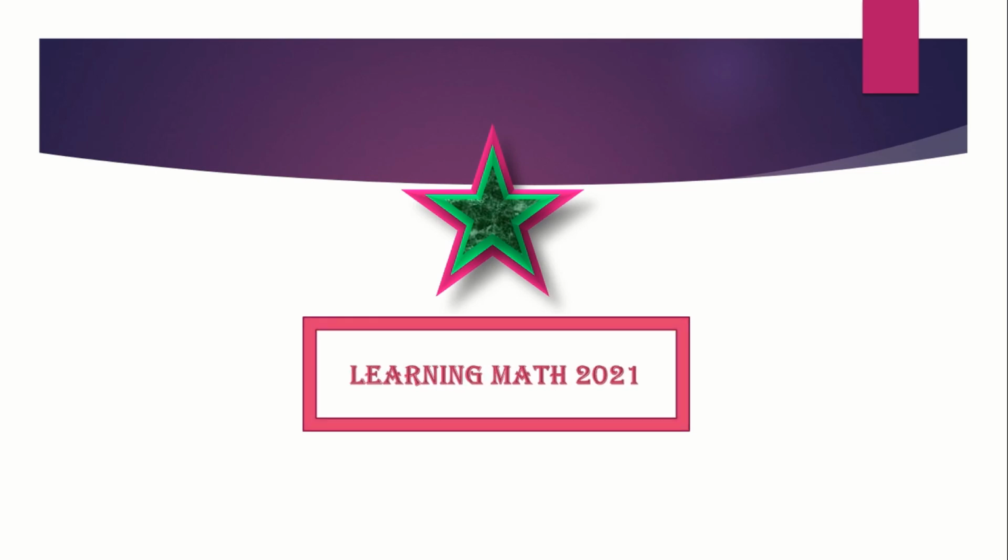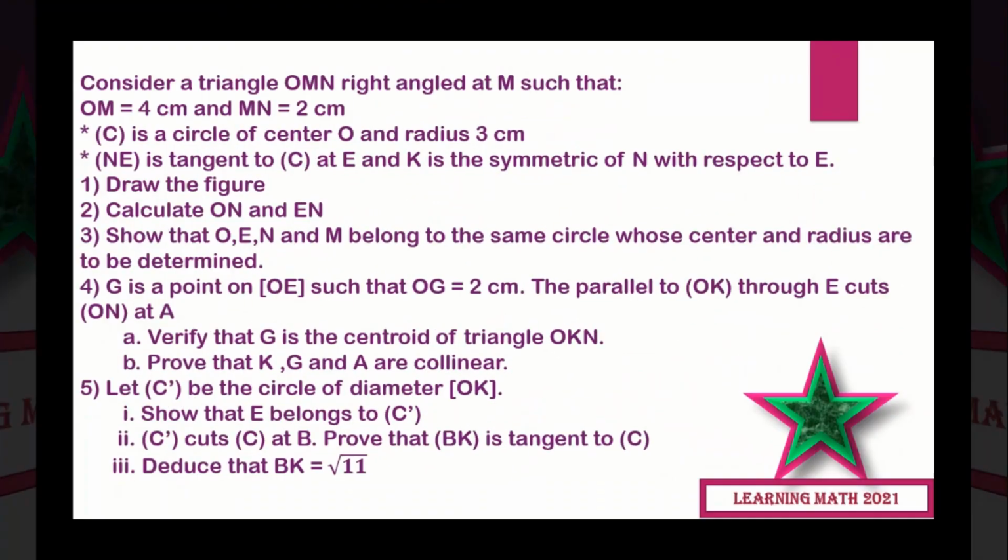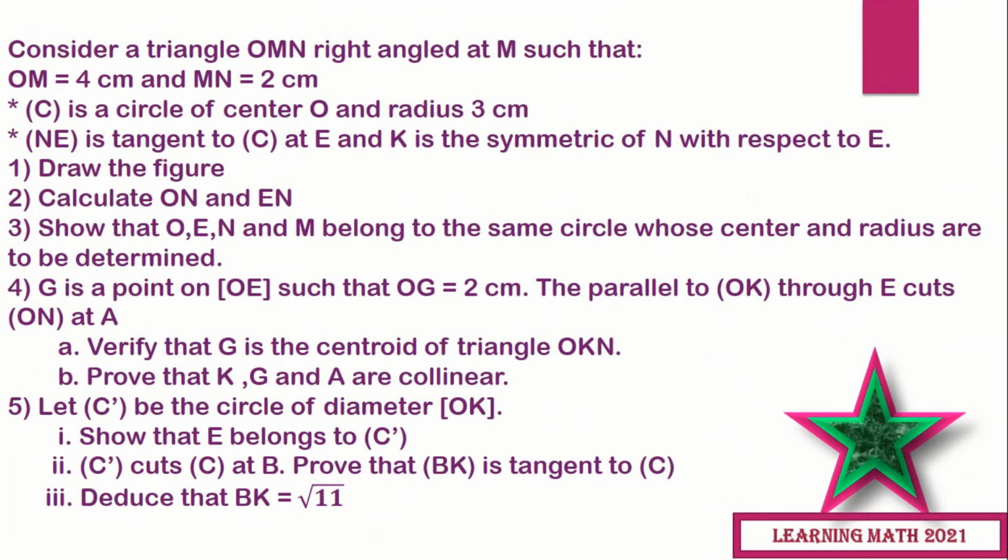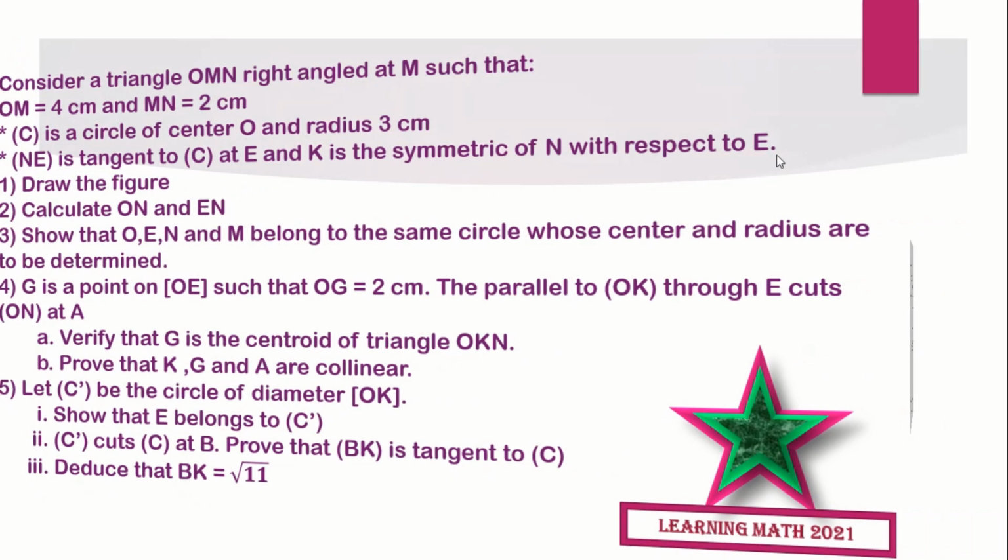In this video, we're going to solve an extra geometry problem for grade 9. Let's start together. Consider a triangle OMN which is right at M, such that OM is 4 cm and MN is 2 cm. We have C is a circle of center O and radius 3 cm, and E is tangent to C at E, and K is a symmetric of N with respect to E.